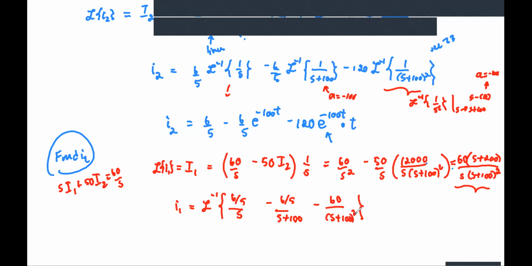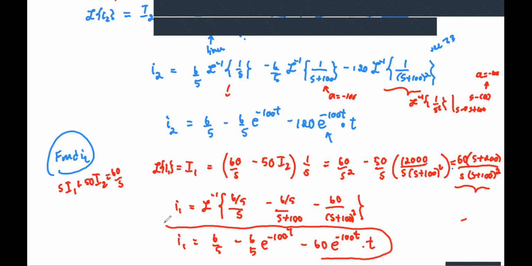The last one will give you the translation in the s axis. So then the I1 equals 6 over 5 minus 6 over 5 e to the negative 100t and minus 60 times e to the negative 100t multiplied by t as the solution for the current I1.